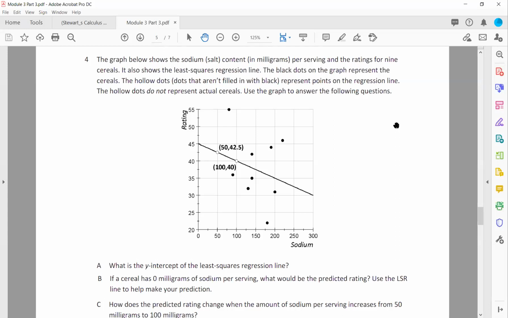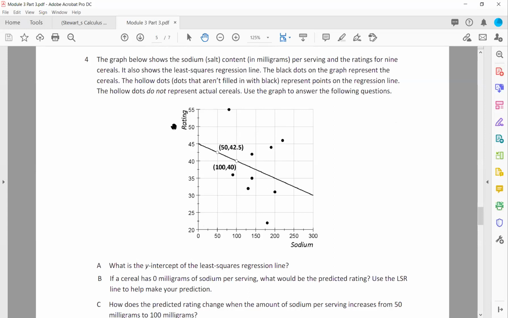So now suppose you have a graph that represents the amount of sodium and the rating per serving for 9 cereals. So these dots, 1, 2, 3, 4, 5, 6, 7, 8, and 9 dots, are just representing the information about your scatter plot on sodium and the rating. Okay, very well. So what do we have here?